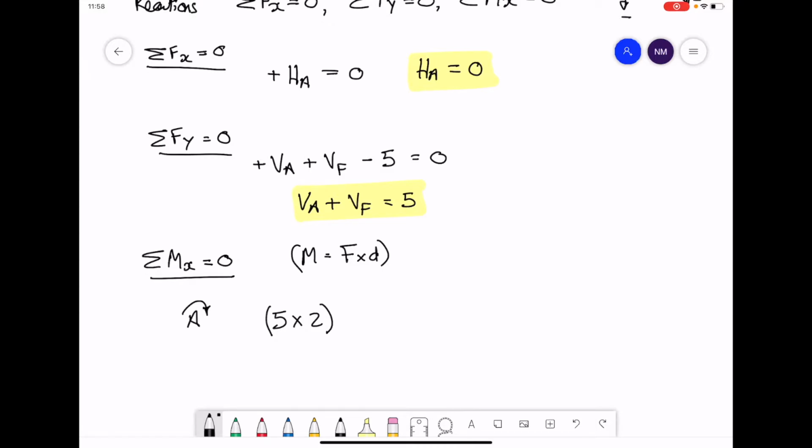And for the reaction, VF is the size of the force. The distance across is 6 meters. Those are the two forces that produce a moment. For equilibrium, these must add up to give you 0. Now we'll consider clockwise or anti-clockwise to help us solve this equation. Remember, clockwise moments are positive, anti-clockwise moments are negative.